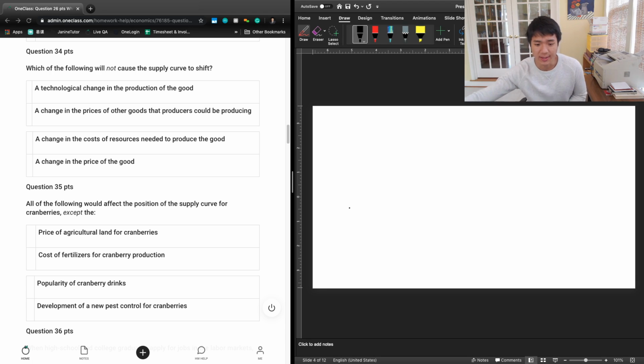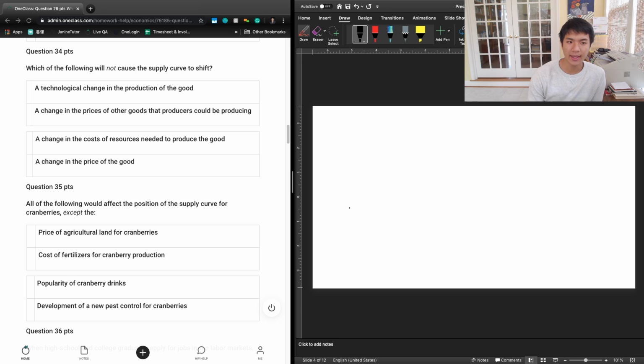So question 34 says, which of the following will not cause the supply curve to shift? A says, a technological change in the production of the good. B says, a change in the price of other goods that producers could be producing. C says, a change in the costs of resources needed to produce the good. And D says, a change in the price of the good. And so we're talking about a shift in the supply curve, which means we're looking for which one of these is not a determinant of supply.